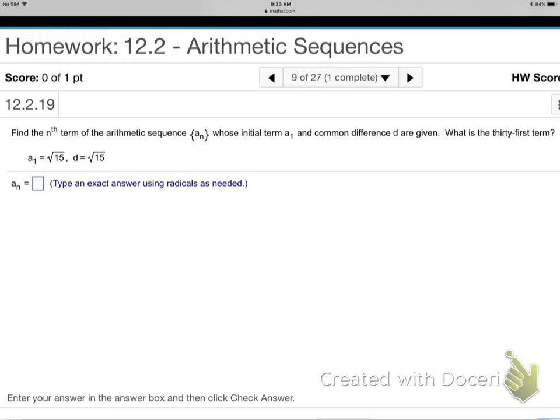All right. So A1 is root 15. D is root 15. They're both the same. So they're giving me that. They want the formula. And then when you get done with that, they want the 31st term. There's your n. There's your ordinal. N's 31. But first they want the a sub n formula. So they want the formula, then the 31st term. Can you do that? A1 is root 15. D is root 15.